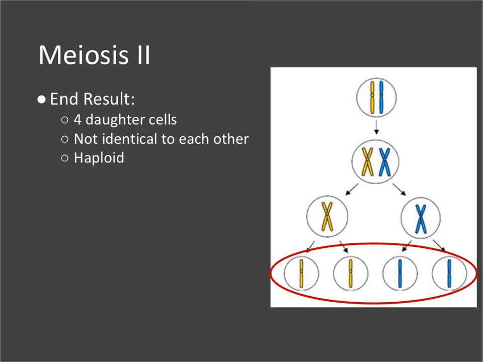So the end result of meiosis 2 is that we end up with these 4 daughter cells, and these daughter cells are not identical to each other, and they are no longer identical to the parent cell as well. And remember that during the first round of meiosis, we separated those homologous chromosomes. So now we have haploid cells because we no longer have those homologous chromosomes present.